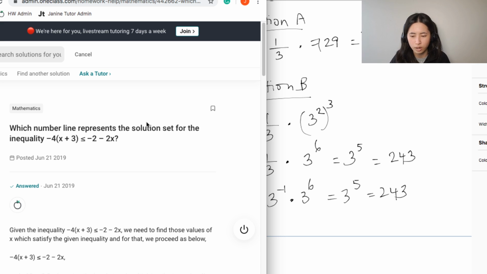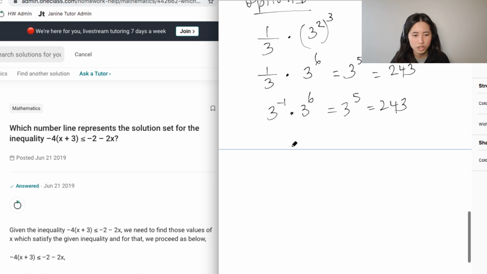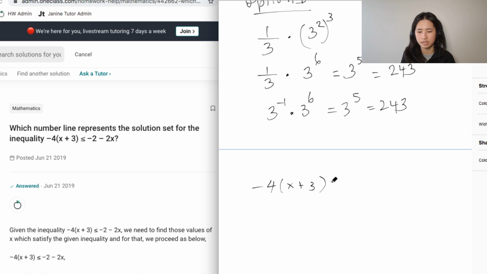Okay, so moving on to inequalities. It says which number line represents the solution set for the inequality -4 times x plus 3 less than or equal to -2 minus 2x. Okay, so anytime you're dealing with inequalities, you're going to treat them like an equation. So let's start by writing -4 times x plus 3, and this is basically less than or equal to -2 minus 2x. So really, remember when we're trying to solve for x in an equation, you just have to isolate for x, and then basically everything just follows, right?